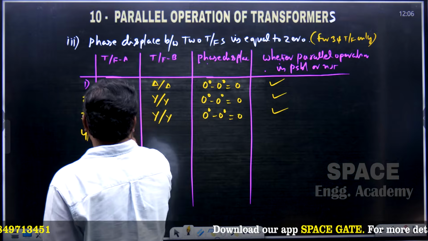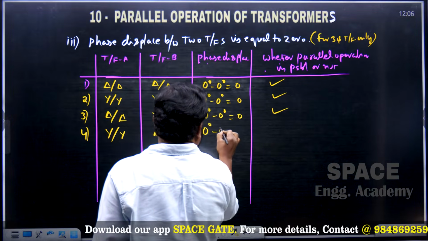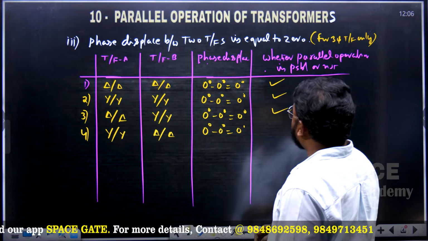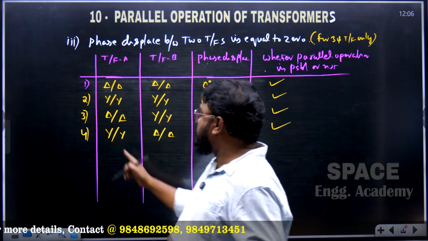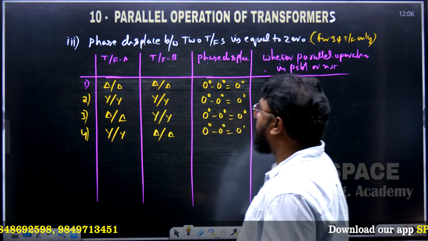Transformer A is a star, the transformer B is a delta. So here also 0 minus 0 degrees is equal to 0 degrees. Therefore phase displacement is equal to 0. So these 2 transformers are also suitable for the parallel operation of the transformer.